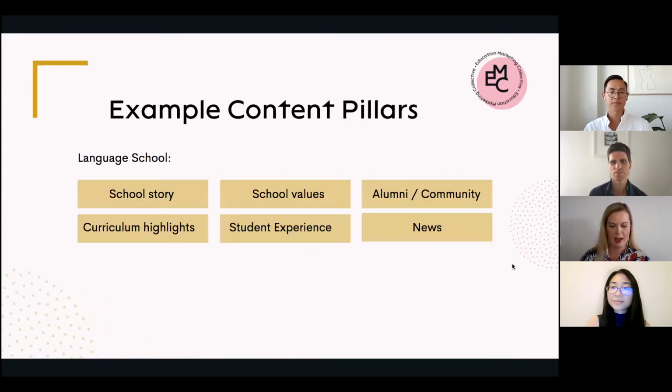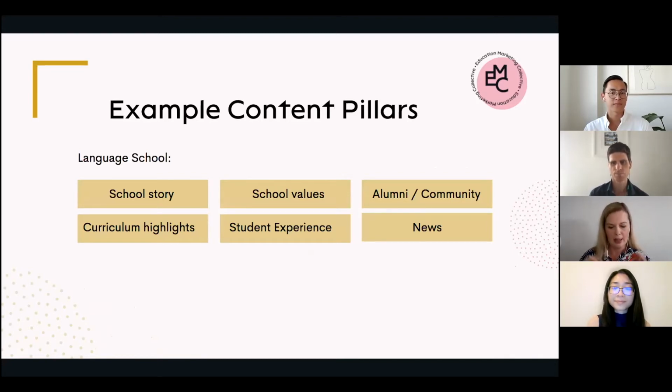And I have an example here. So if you were a language school, what might your content pillars look like? Could be your school story, like your history or the special things that have made your school or business the way it is. Could be your school values, could be alumni or community news, curriculum highlights, student experience, news. The options are endless. It's totally up to you, and it's up to your understanding of what your audience is looking for.